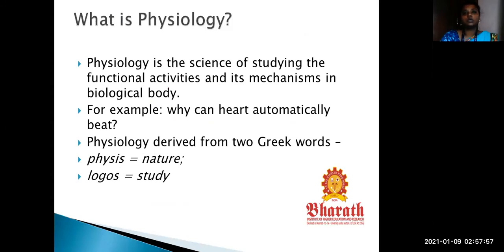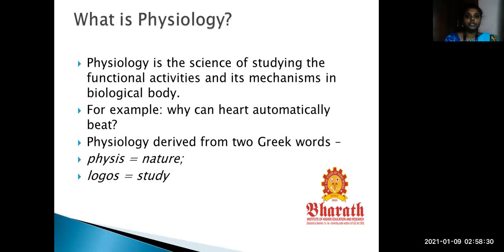So, what is physiology? First, we'll see the definition. It is the science of studying the functional activities and their mechanism in the biological body. Our body has a uniqueness, right? How each system in our body works accordingly, those things we call physiology.